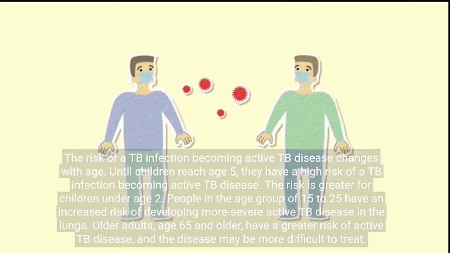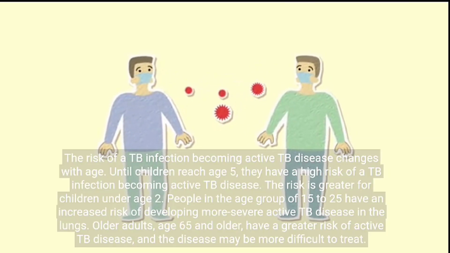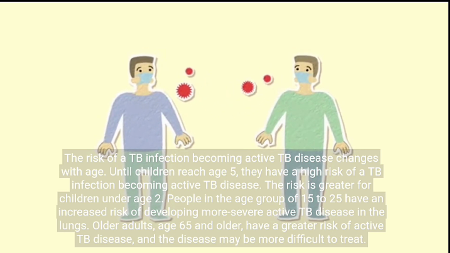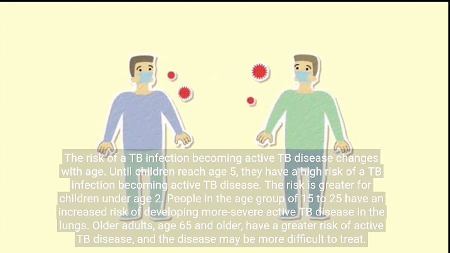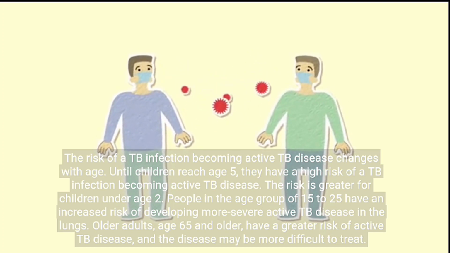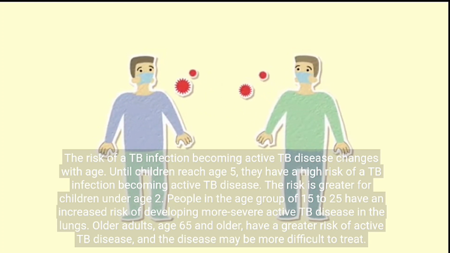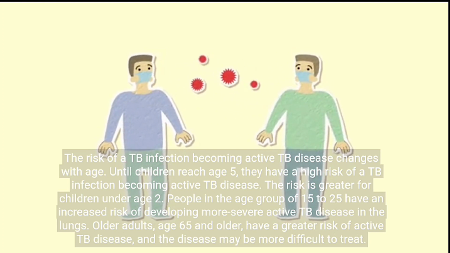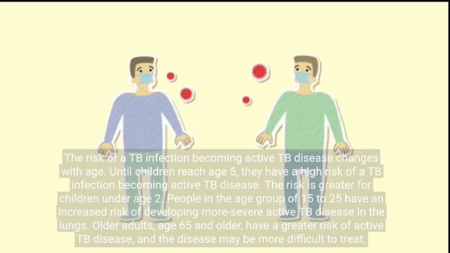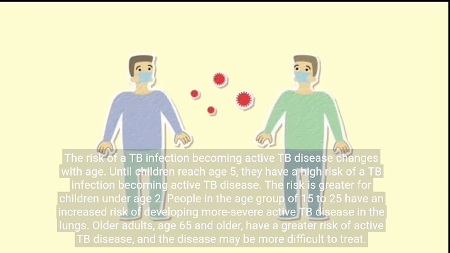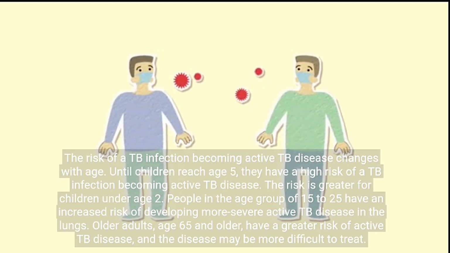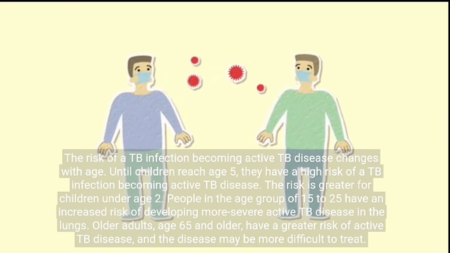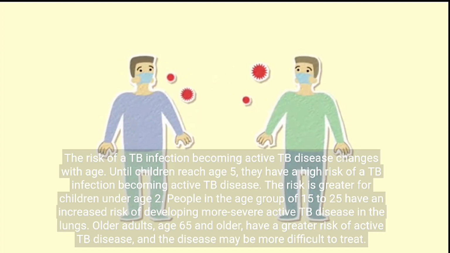The risk of a TB infection becoming active TB disease changes with age. Until children reach age 5, they have a high risk of a TB infection becoming active TB disease. The risk is greater for children under age 2. People in the age group of 15 to 25 have an increased risk of developing more severe active TB disease in the lungs. Older adults, age 65 and older, have a greater risk of active TB disease, and the disease may be more difficult to treat.